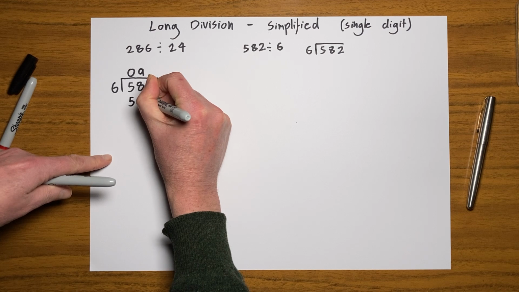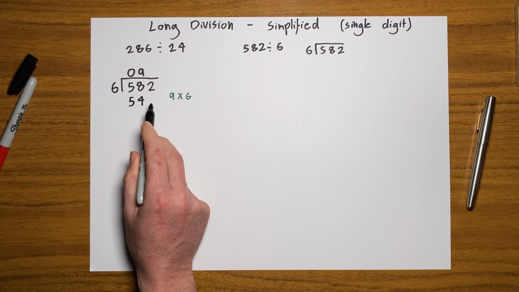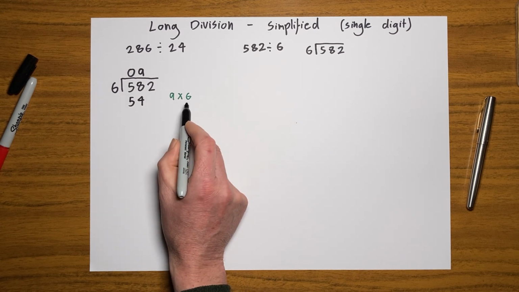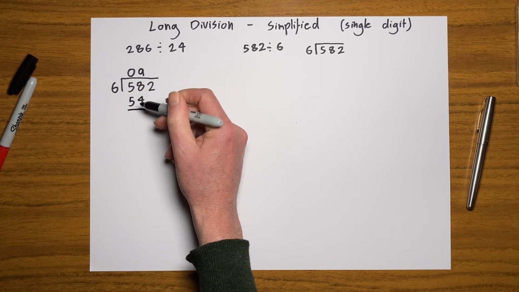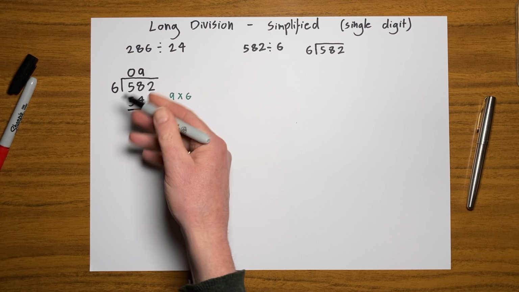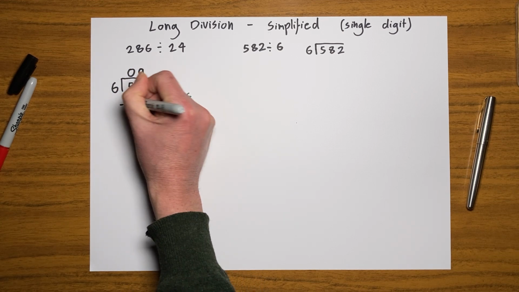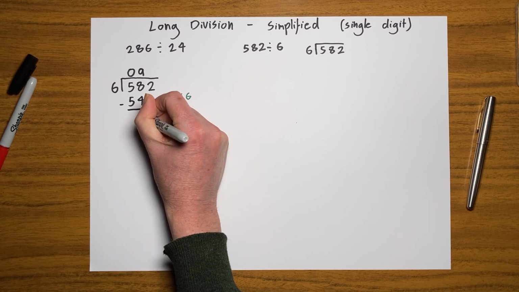You need to be careful to keep it in the same columns. Don't start writing the 54 over here, or you're going to go completely askew. So 9 6s are 54. Then I'm going to put a line underneath, and I'm going to find out the difference, or see what's left over, or I'm going to take them away. So I'll put a little take away here. The 58 take away 54 is going to give me 4 left. So I shall put 4 here.